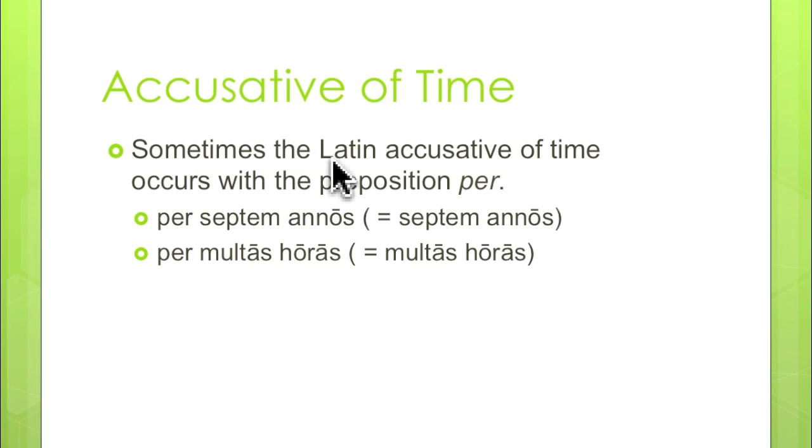Sometimes the Latin accusative of time occurs with the preposition per. For instance, per septem annos. That means exactly the same as septem annos, or per multas horas. That means exactly the same as multas horas. It doesn't matter which of these two expressions you use.